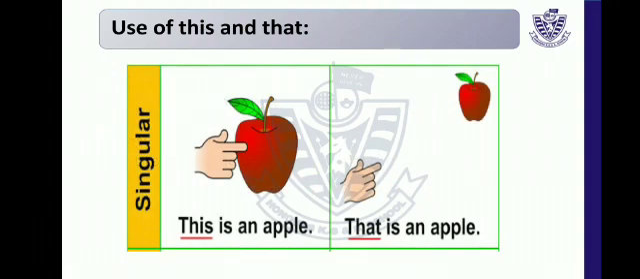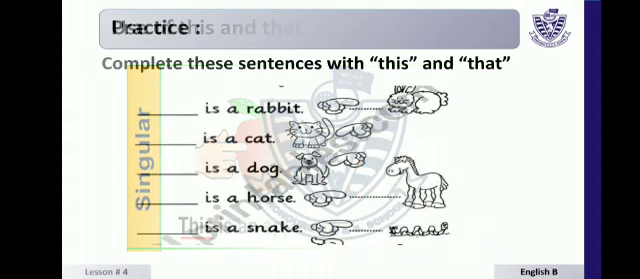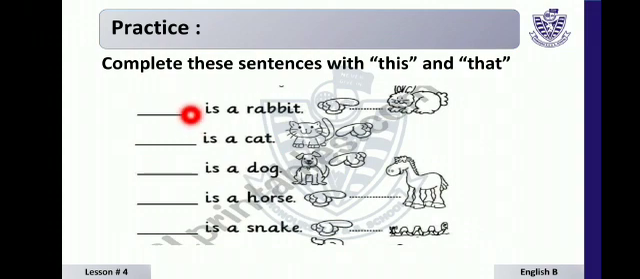For example, in this picture, the apple is close to the speaker. So, we will write here this. This is an apple. And in this picture, the apple is far from the speaker. So, we will write here that. That is an apple. Now let's start its practice.